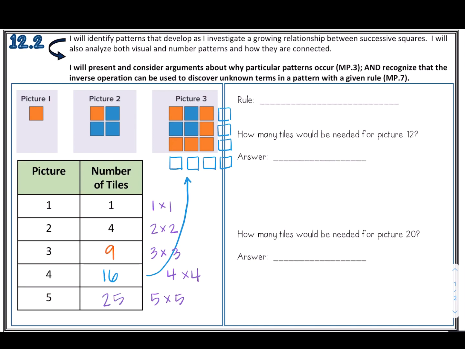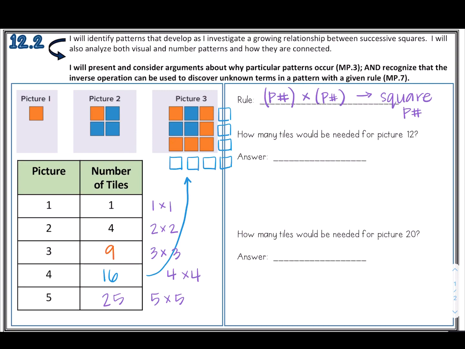Okay. So what is the rule here? The rule is you take the picture number. I'm just going to write P and the number sign. Okay, and you're going to square it. So that means you're going to take the picture number times itself, right? Times the picture number. Or another way to write it is you square the picture number. And a square number is just taking the number and you multiply it by itself.